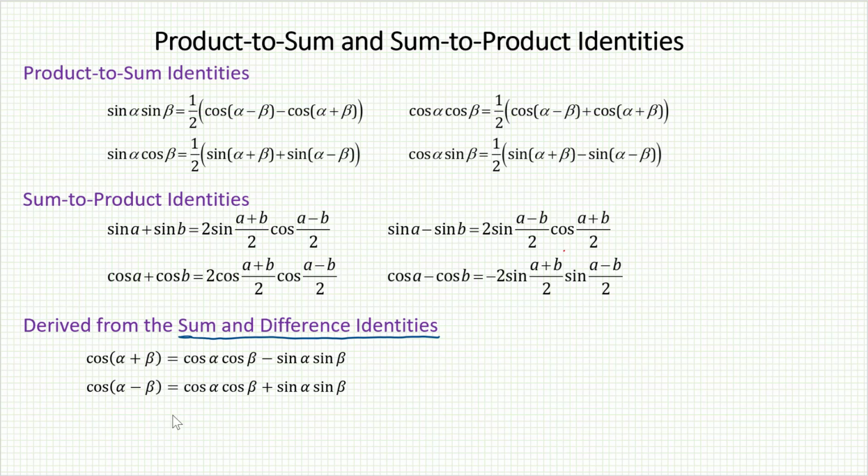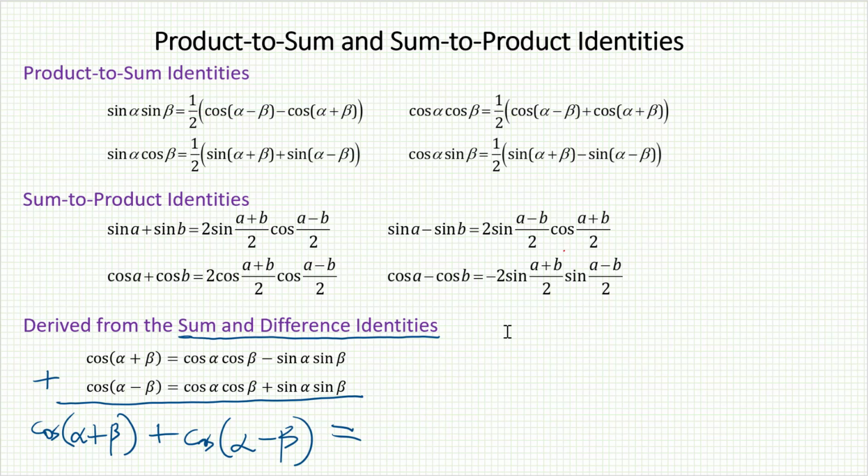So I've listed a couple of those here. We did these a while back. Cosine of a sum is equal to cosine cosine minus sine sine. Same thing for the difference, except with a plus here in the middle. Well, take a look at what happens if I add these two identities together.